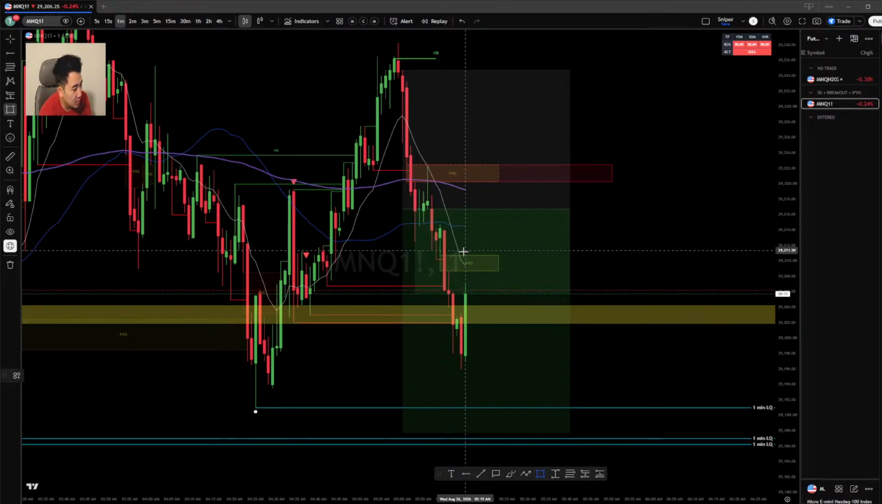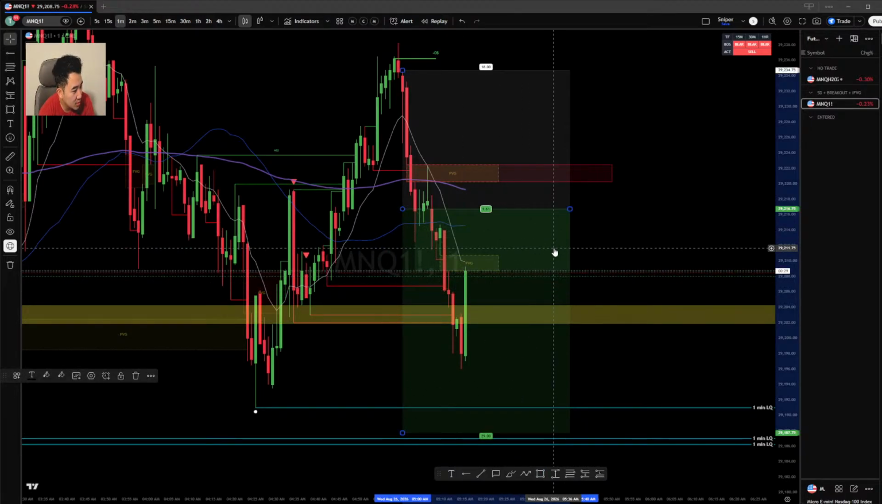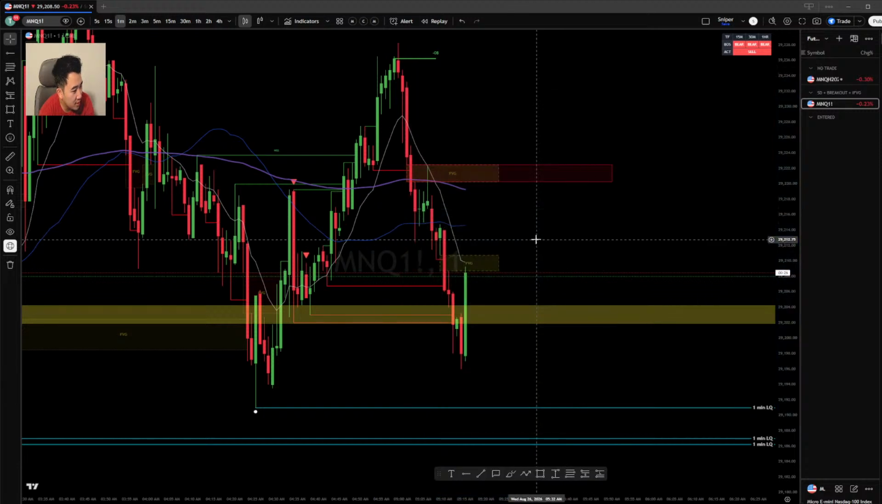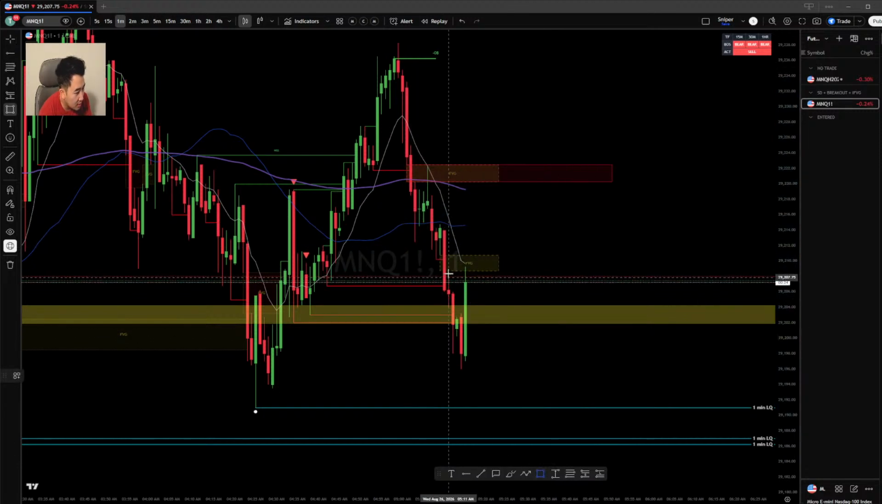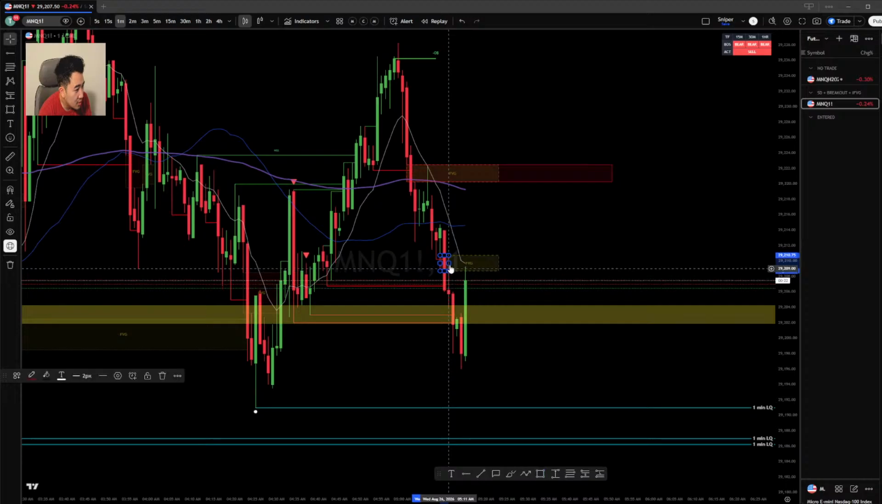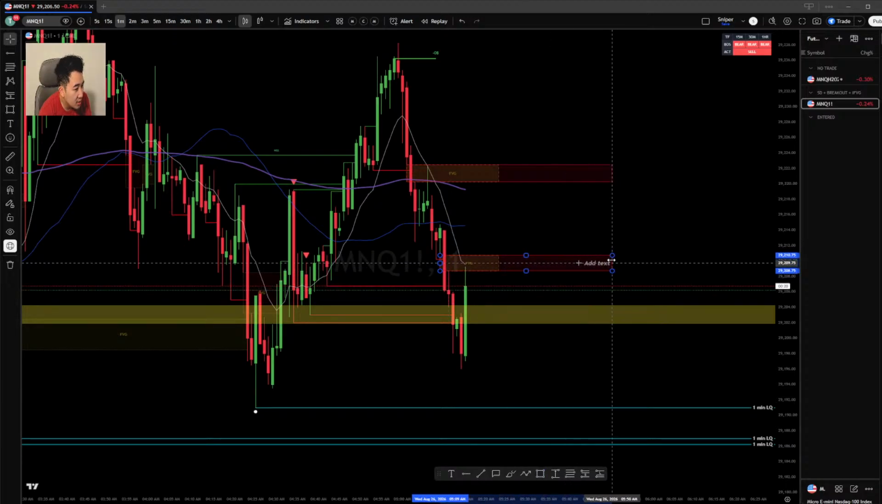All right, let's see what we have here. I'm gonna delete this. We took a little bit of profit off of this trade, so not too bad. This one here, we have a bearish FVG.